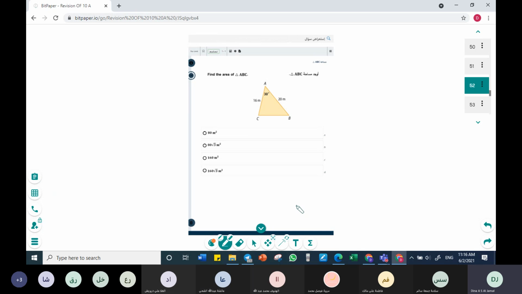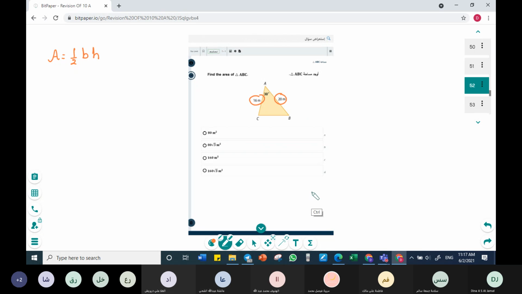Let me remind you. Yes, can you tell me? We will use the area of a triangle equation, which is equal to 1.5 multiplied by the base multiplied by the height. Good. Do you have the base? Do you have the height? Yes. Where are they? So, do you think that these are the base and the height? No.